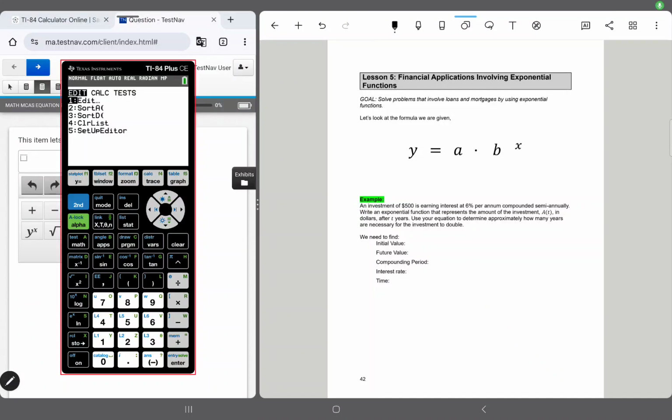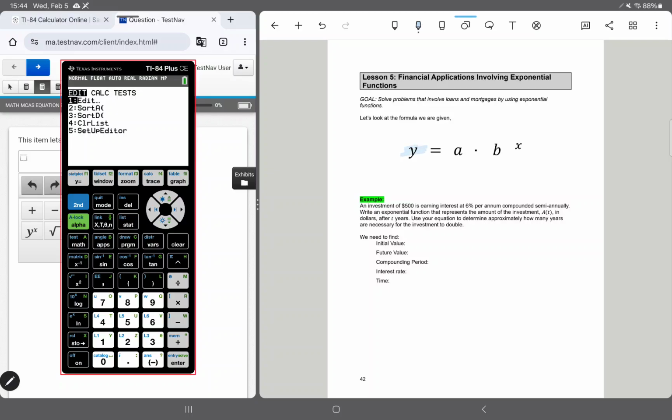Lesson 5, Financial Applications Involving Exponential Functions. So our goal is to solve problems that involve loans and mortgages by using our exponential functions. During the diploma, again, the only formula you're given is this version of it. So we need to be able to take our information from our finance questions and put it into this formula.